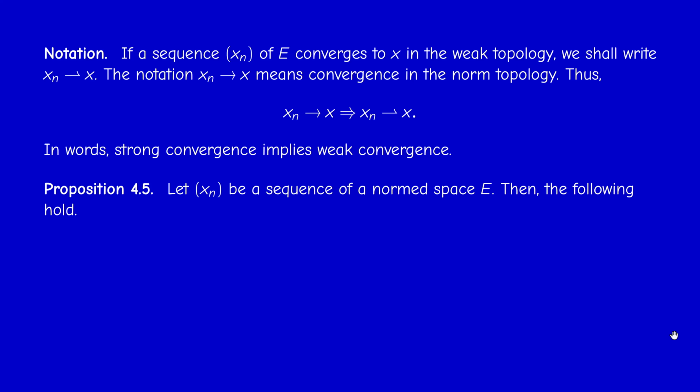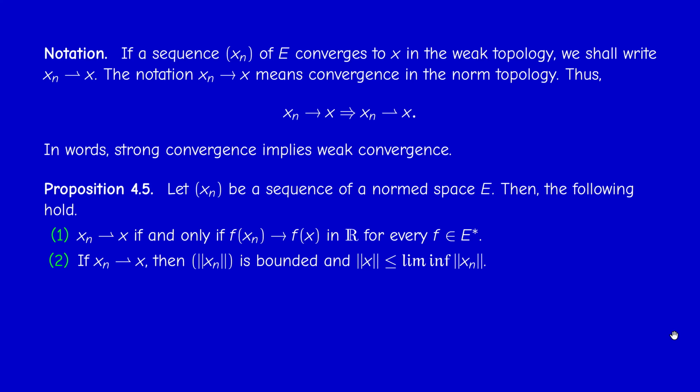So if Xn is a sequence in a normed space E, then Xn converges weakly to X if and only if the image of Xn under any element f in the dual converges to f of X in R. This is a very useful criterion because it's easier to deal with real sequences than with sequences in an arbitrary normed space. Once again, Xn and X are in E, f lives in the dual of E, but f of X and f of Xn are real numbers.